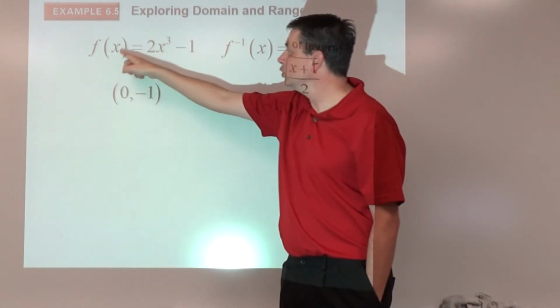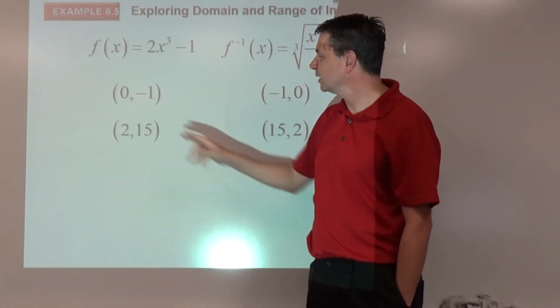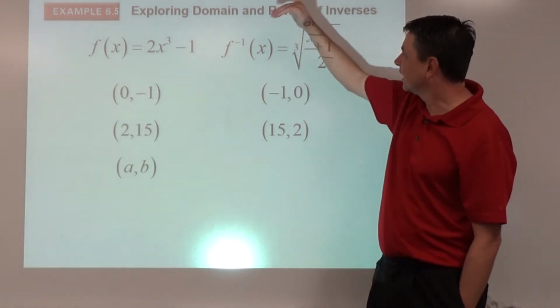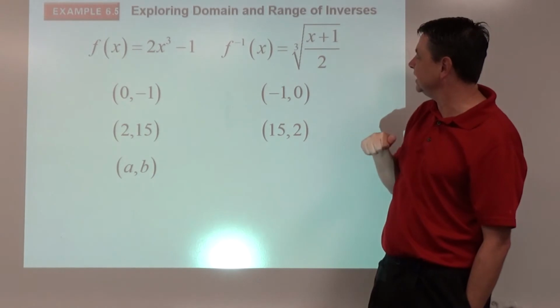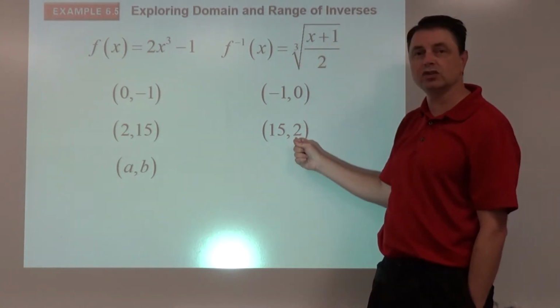If I plug in a 2 over here, 2 cubed times 2 minus 1, I get 15. If I do f inverse of 15, 15 plus 1 is 16, divided by 2 is 8. Cube root of 8 is 2.